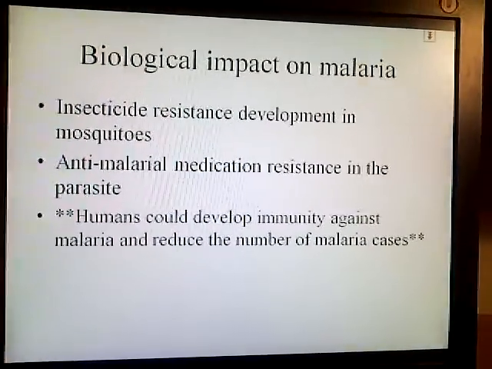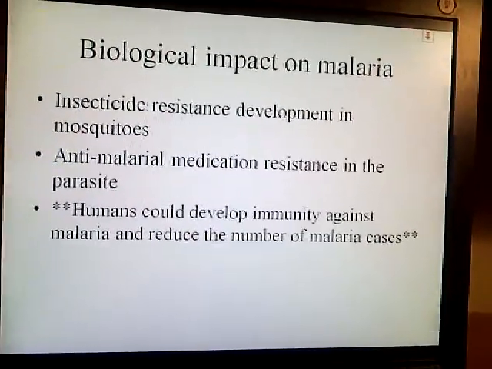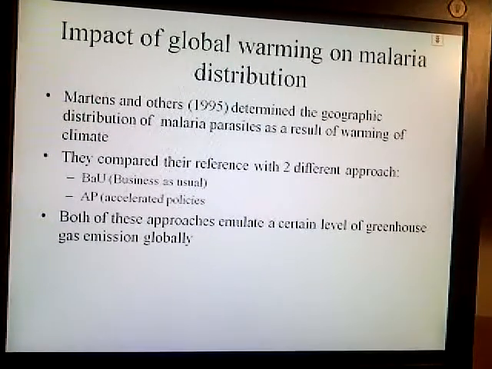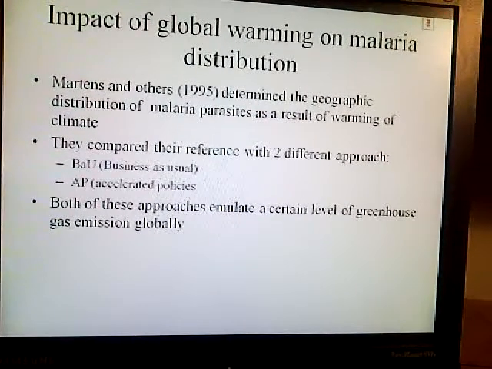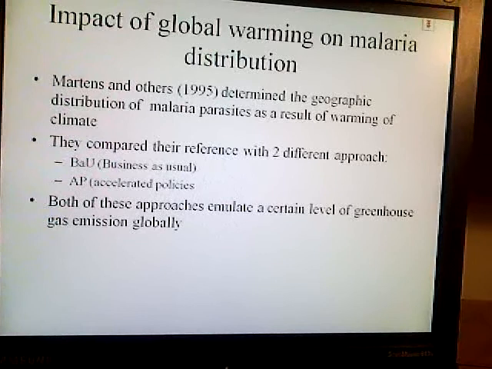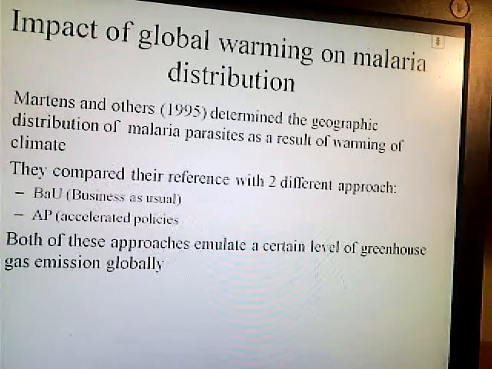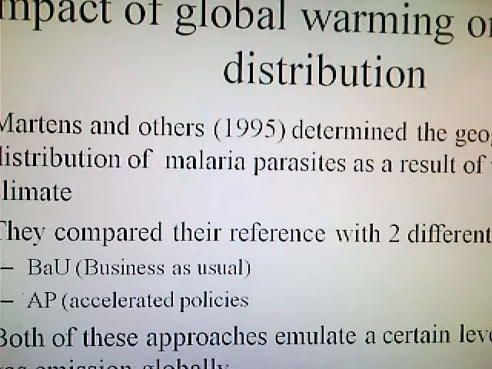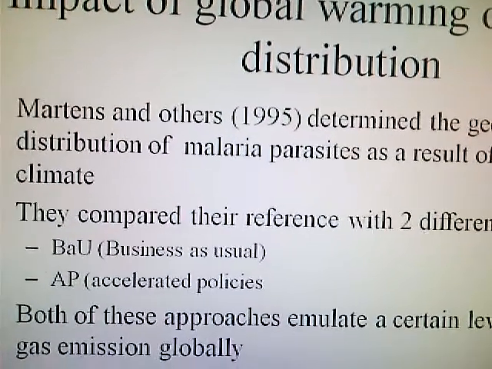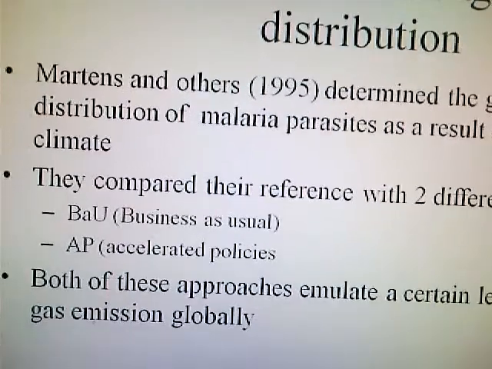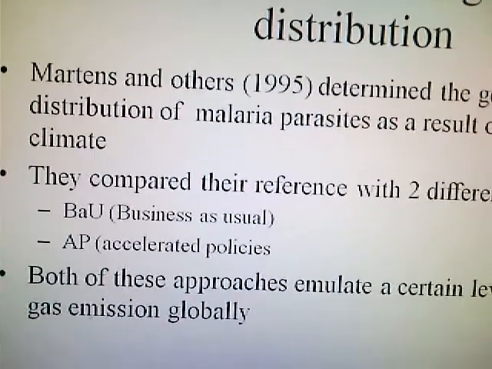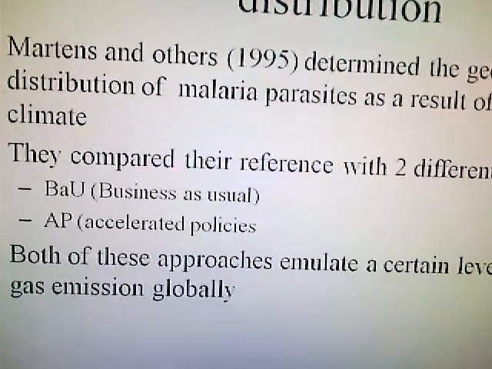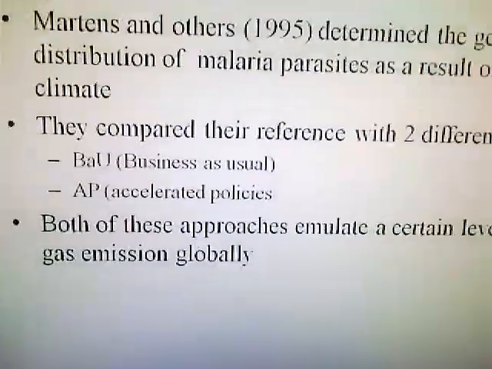Alright, so impact of global warming on malaria distribution. Well, Martin and others determined that the geographic distribution of malaria parasites increases because of global warming. They compared their reference year with two possible models, BAU and AP. So basically both of these are models. BAU stands for business as usual, and AP stands for accelerated policy. Both of these approaches emulate a certain level of greenhouse gas emission globally.